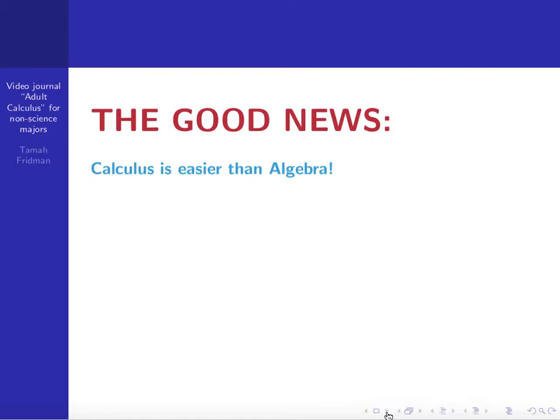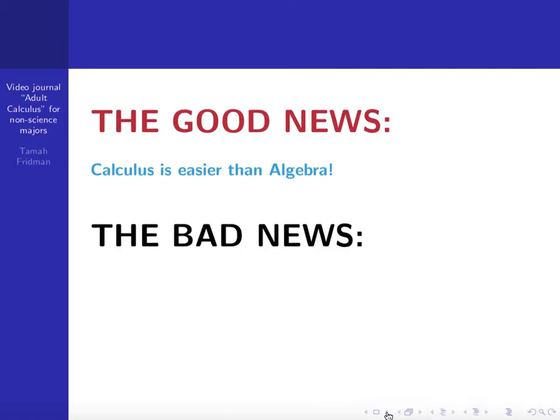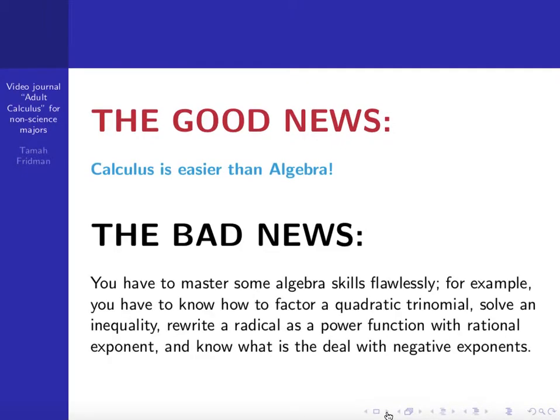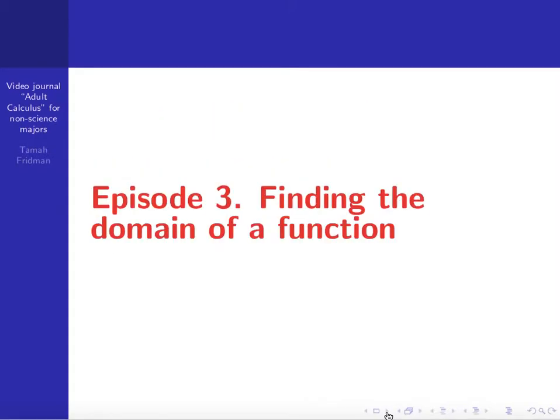The good news is calculus is easier than algebra. The bad news: you have to master some algebra skills flawlessly. For example, you have to know how to factor a quadratic trinomial, solve an inequality, rewrite a radical as a power function with a rational exponent, and know what's the deal with negative exponents.